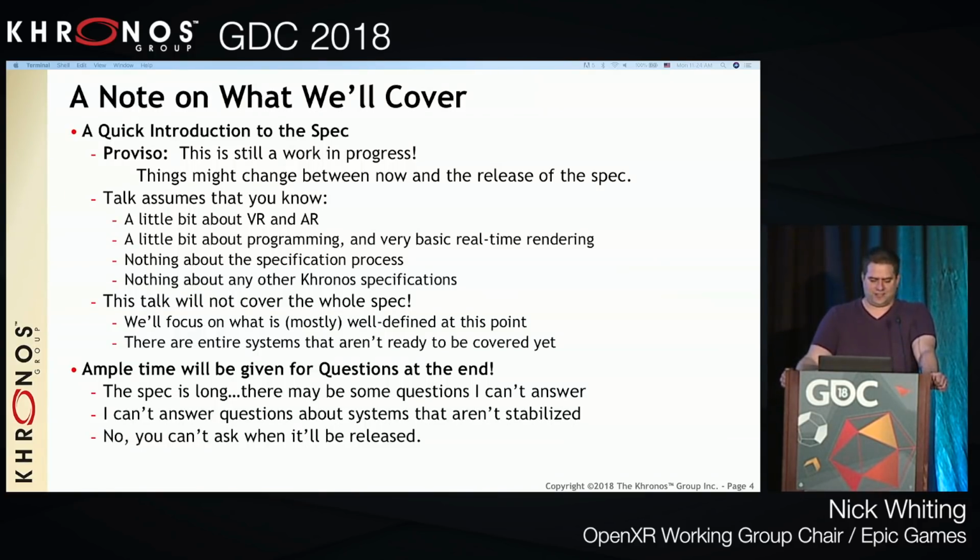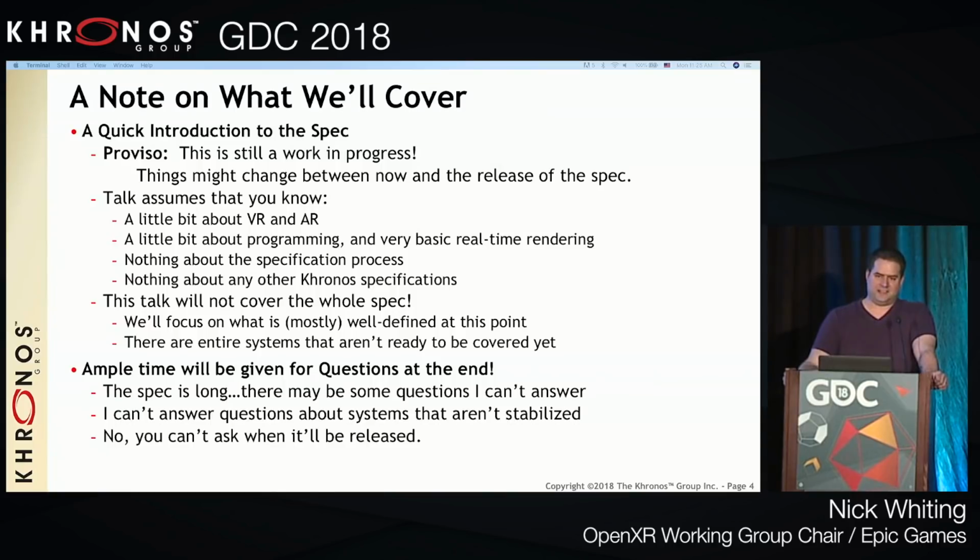For this talk in general, we assume that you know a little bit about VR and AR and how it works at a general level, a little bit about programming, and that you can get your way around a render loop decently. But two things we don't want to assume are that you know anything about the specification process, because I sure didn't before a year ago, and that you have any knowledge of other Khronos specifications. So we'll cover anything that should be new there.